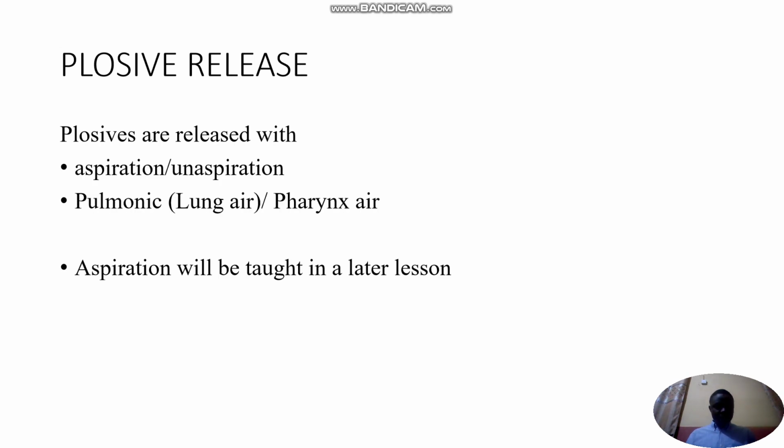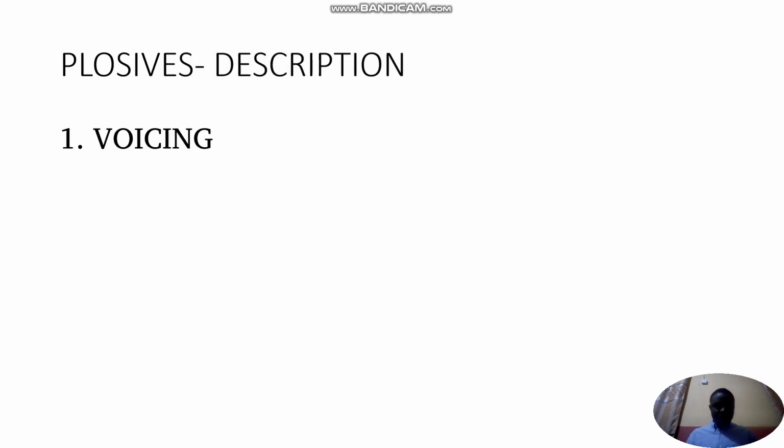Plosives are divided first into aspirated and unaspirated, and second into pulmonic, meaning lung air, versus pharynx air, the latter being implosives and pulmonic being plosives. The pulmonic means the air comes out, while pharynx air means air goes into the body from outside. But aspiration as well as implosives will be taught in later lessons.